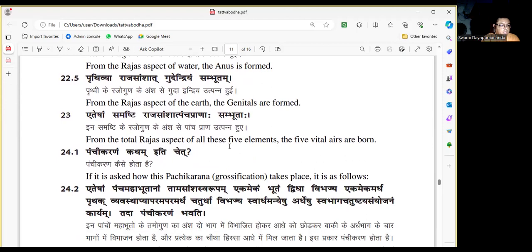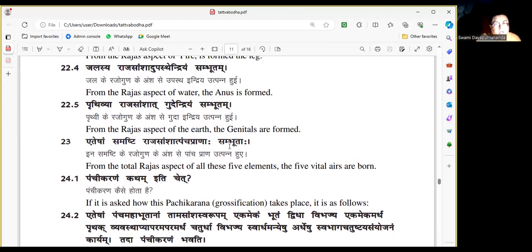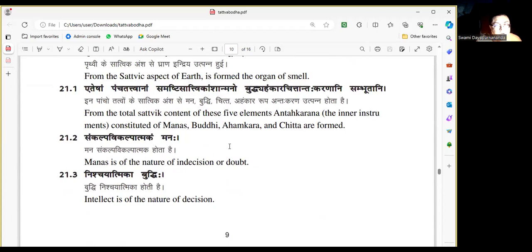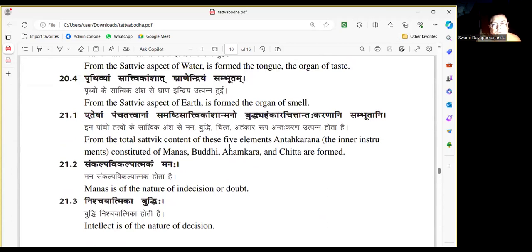He says in 23, Etesham Samashti Rajasa Angshat Pancha Prana Sambhuta. Like in the case of the Antakarana, Mana Buddhi Chitta Ahankar, the Sattvika Angsha together, we read earlier in 21.1, Etesham Panchatattvanam Samashti Sattvika Angshat Mana Buddhi Ahankara Chitta Antakarana Sambhutani. The Sattvika Samashti of all the Pancha Mahabhutas together, Akash, Vayu, Tej, Jal and Prithvi, formed the Antakarana, unlike the Gyanendriya and Karmendriya, which were individual.